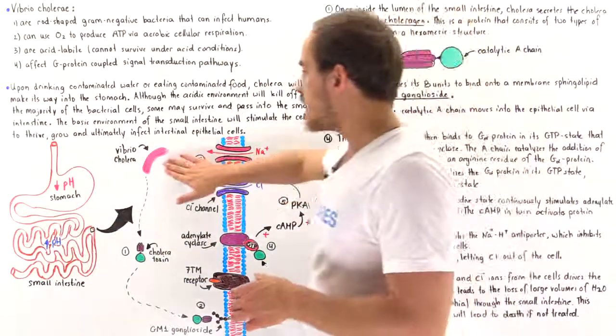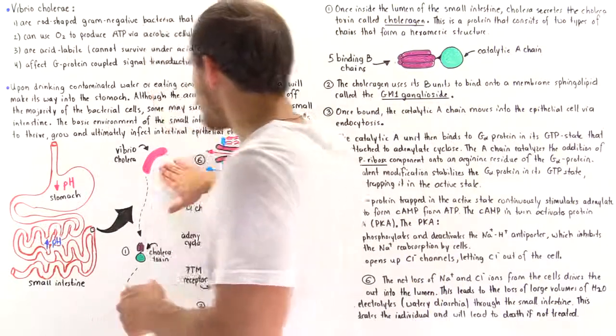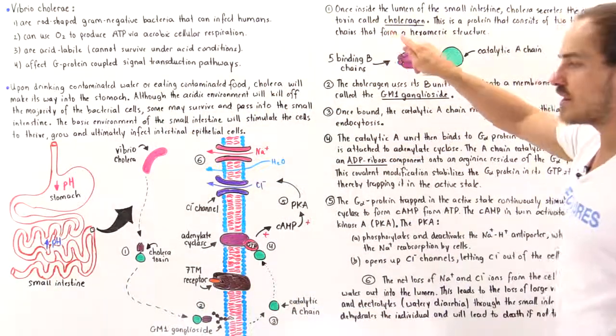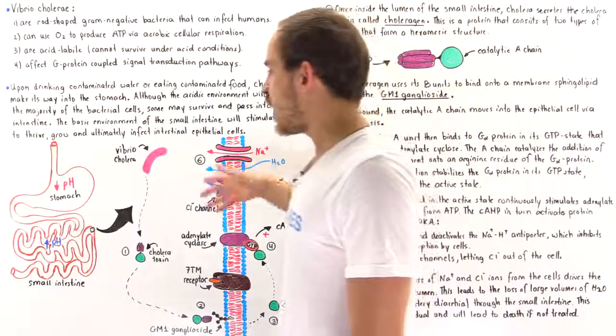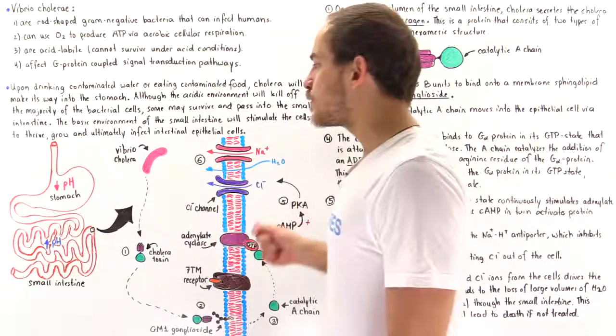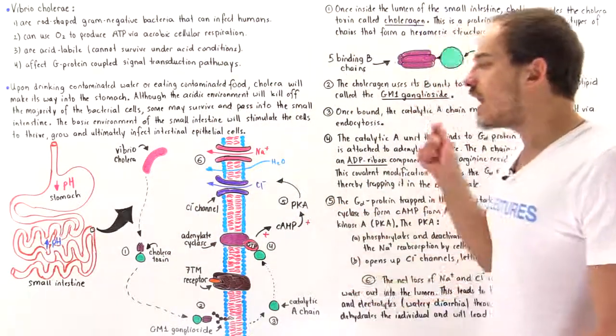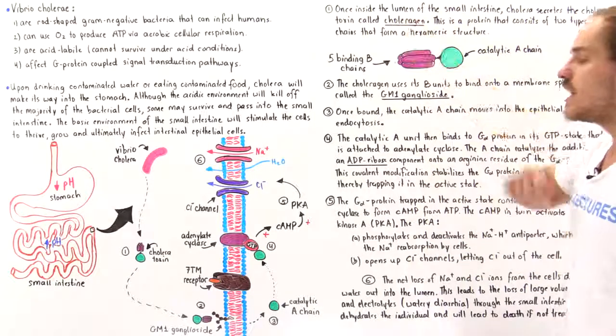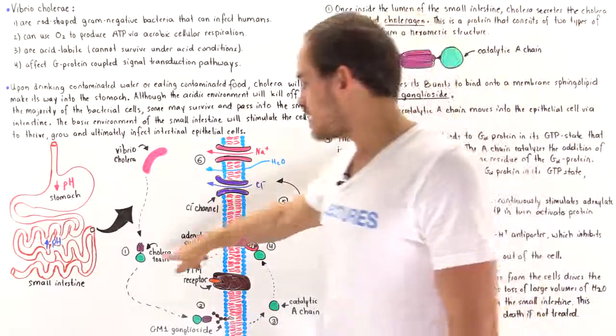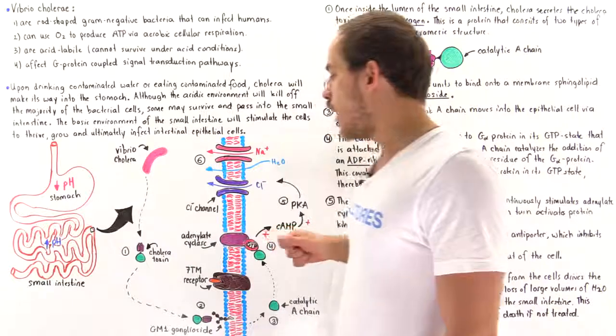So let's suppose we have this bacterial cell. And so basically in step 1, what the cell does is once it makes its way into the lumen, it begins producing and releasing the cholera toxin we call choleragen. And so this is basically what it looks like in step 1.